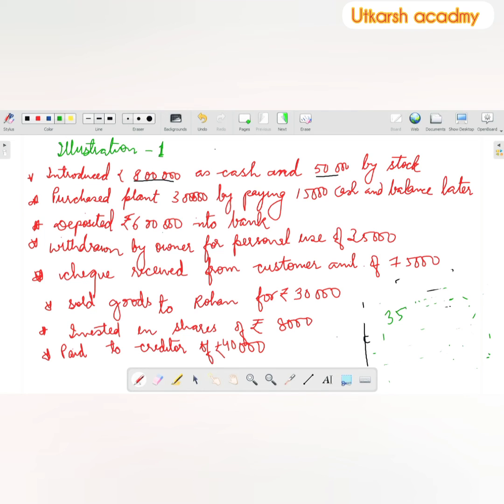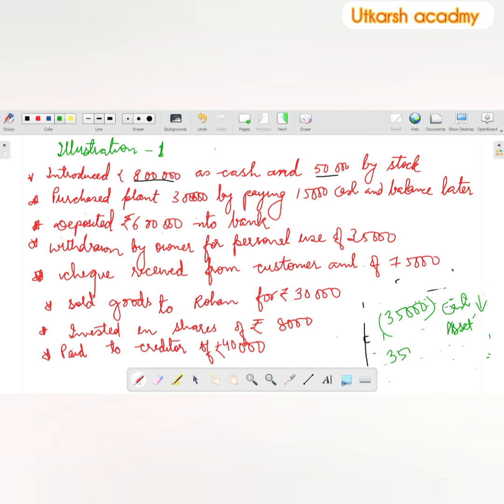Cash will be reduced, and cash is on the asset side. Okay, cash will be reduced by 35,000. Fine. And what about capital? If he is withdrawing 35,000, his capital will also reduce, because this is the loss for the company.